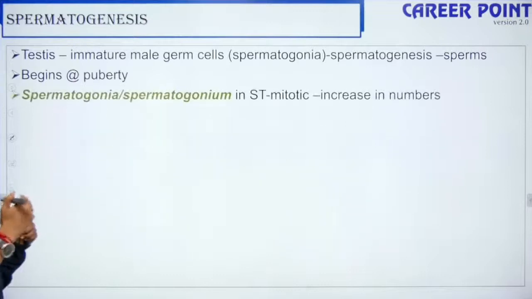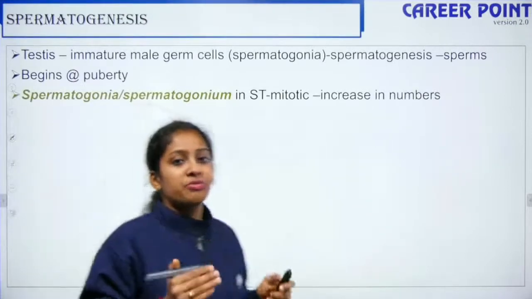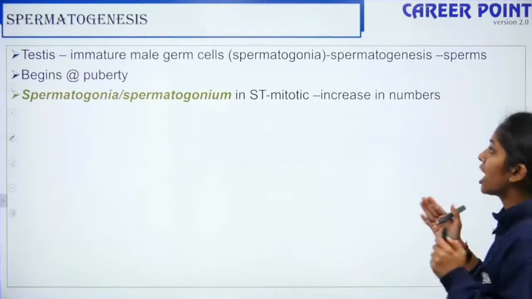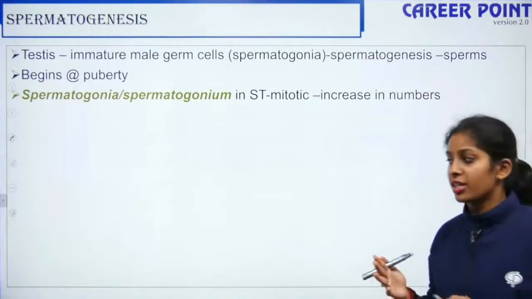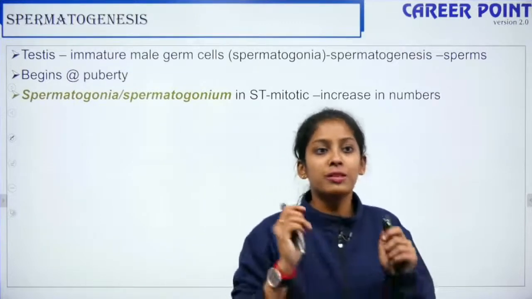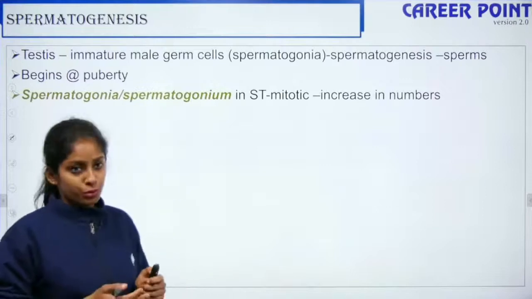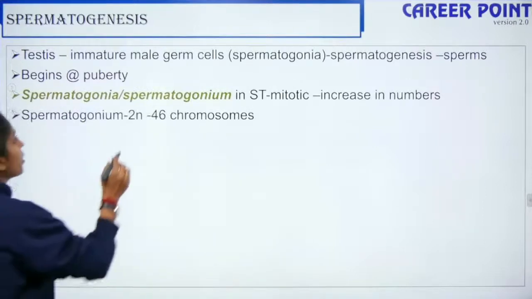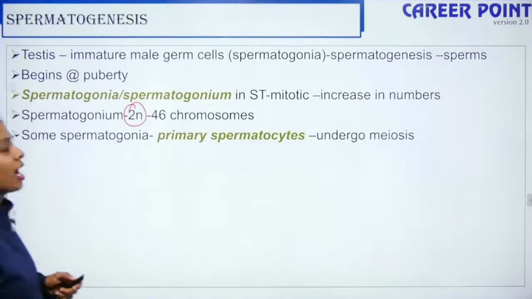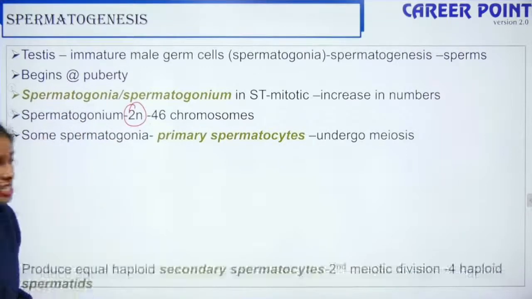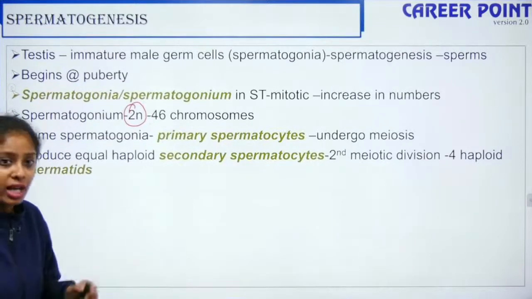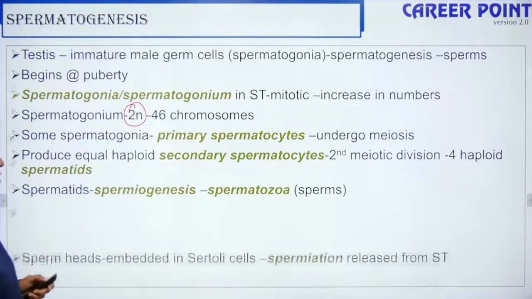This process begins at puberty, that is, on the onset of adolescence. Spermatogonia in seminiferous tubules undergo mitotic division. Mitotic division is when the number of chromosomes remains the same; it is equational division. The mother and daughter cells have an equal number of chromosomes. Spermatogonium is 2n, meaning diploid, so it will have 46 chromosomes. Some spermatogonia are ready to undergo meiosis, so they become primary spermatocytes. They undergo meiosis to form secondary spermatocytes, which undergo another meiotic division to form spermatids.